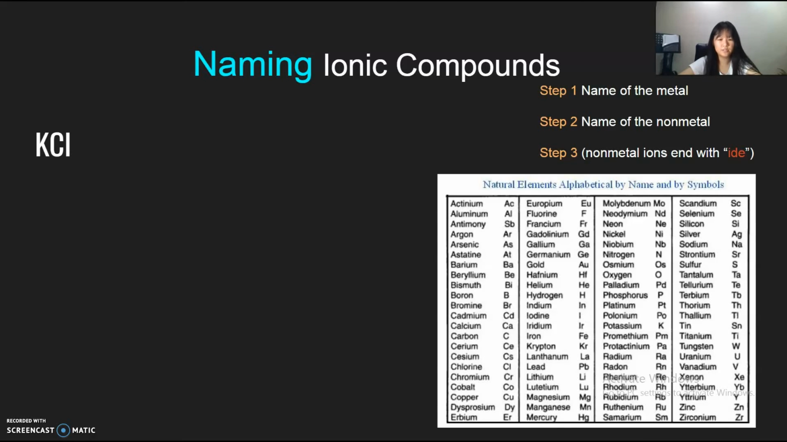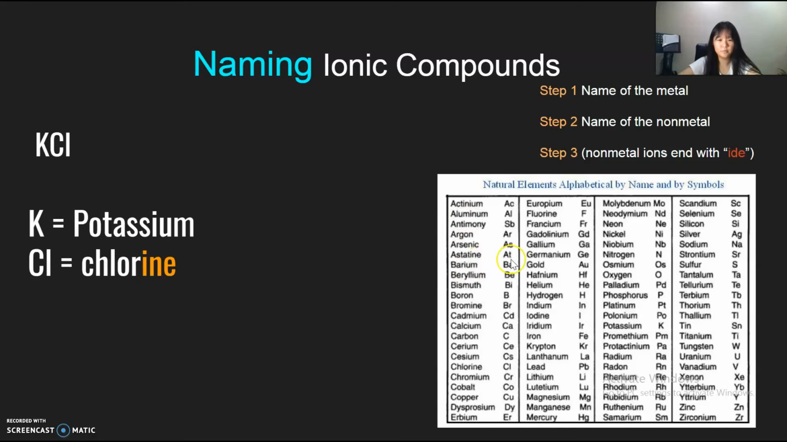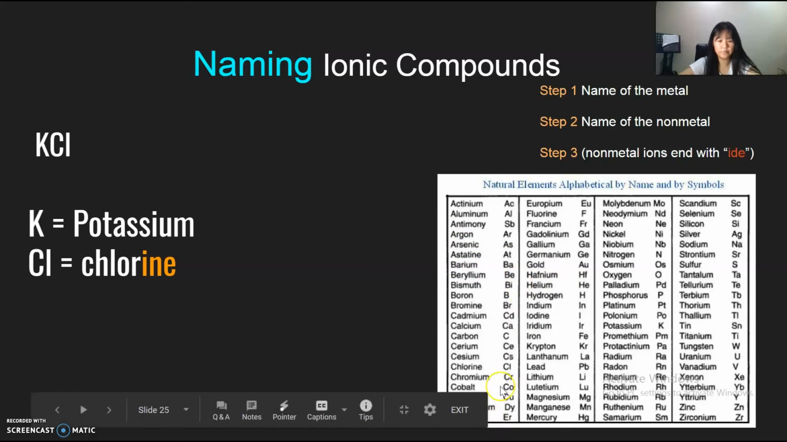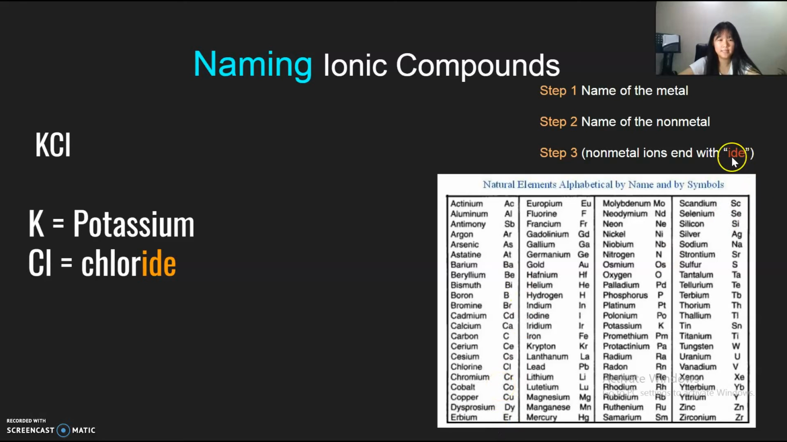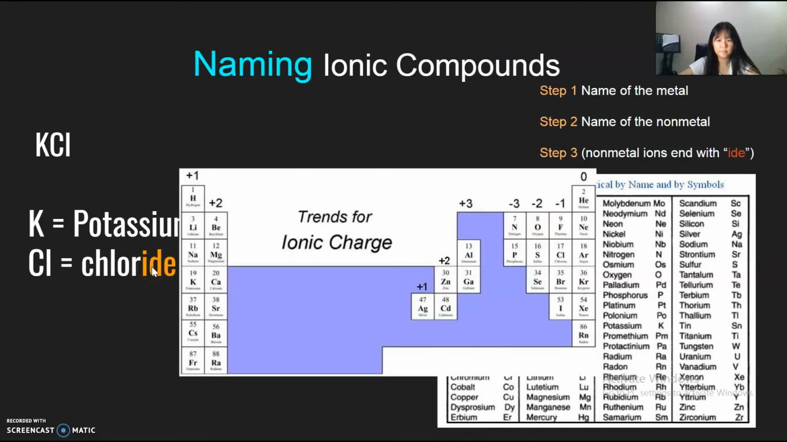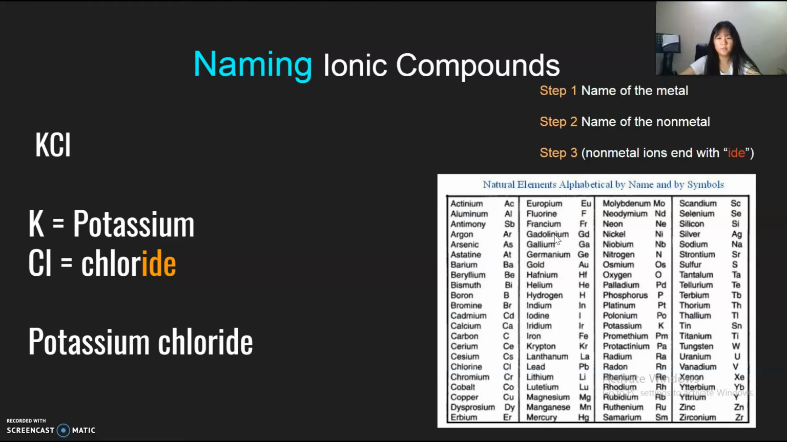Here we can use this chart to help. K stands for potassium, Cl stands for chlorine right here, and we'll place -ide for all the non-metals, so chlorine will be chloride. Okay, just to make a quick check, potassium here has a plus charge, chlorine here has a negative charge, so they're bound together to form an ionic compound. So potassium chloride will be our name for KCl.